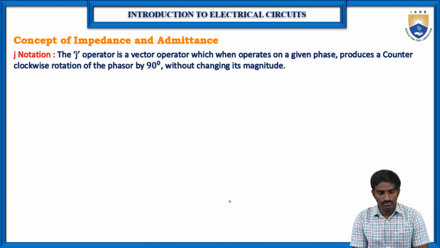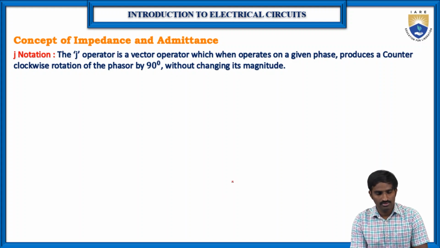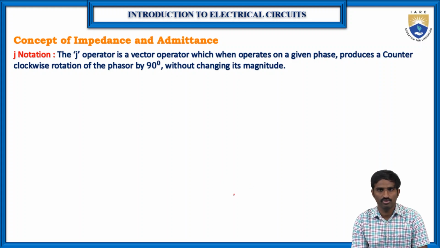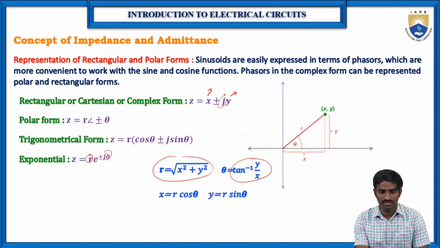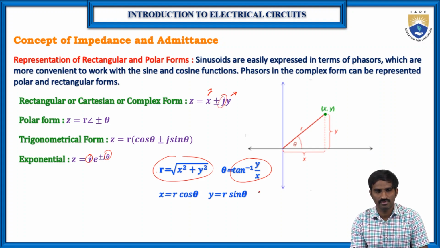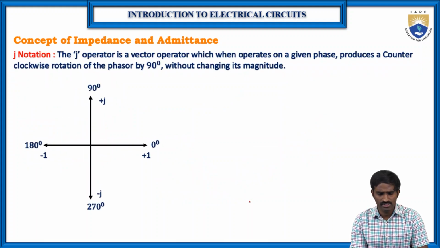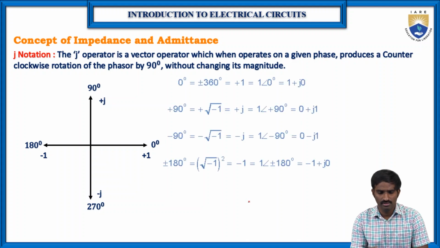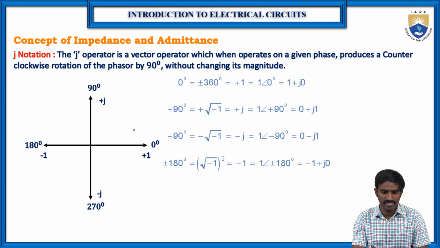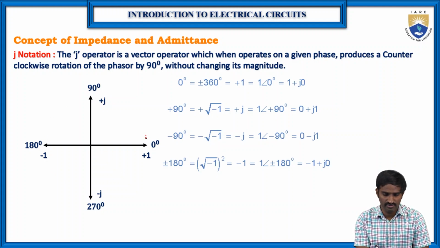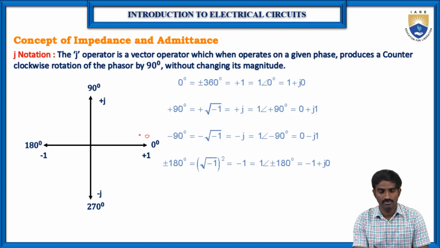Now there is another notation called J notation. The J operator we usually call a vector operator. We can also represent this as the rectangular form. So what is this J notation? Suppose at 0 degrees, or plus or minus 360, because if you come from 0 around and again to 0, that is 360 degrees.